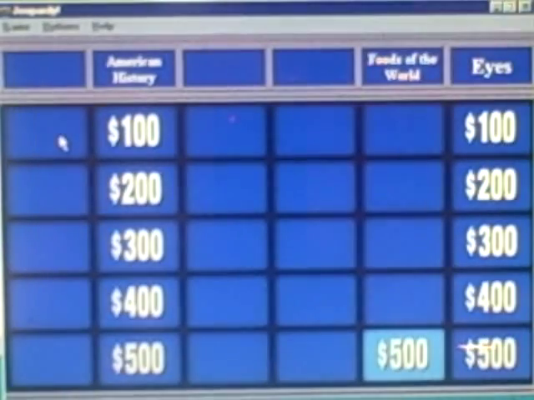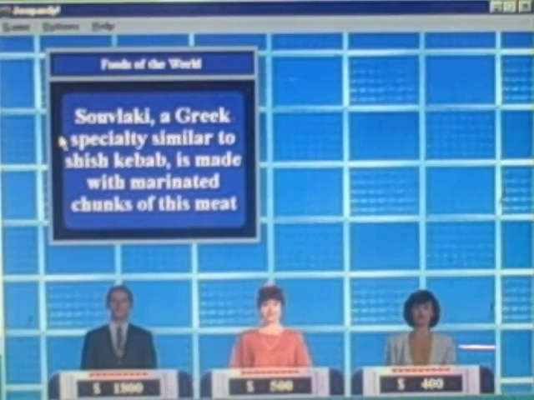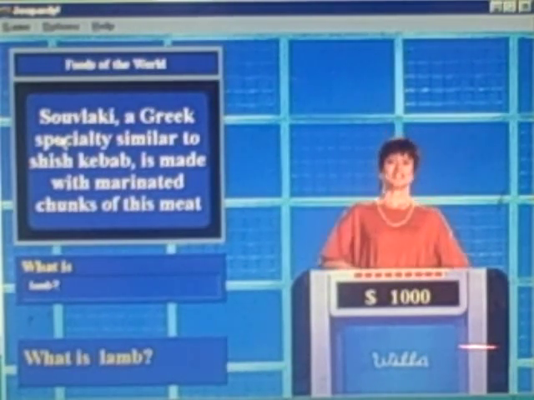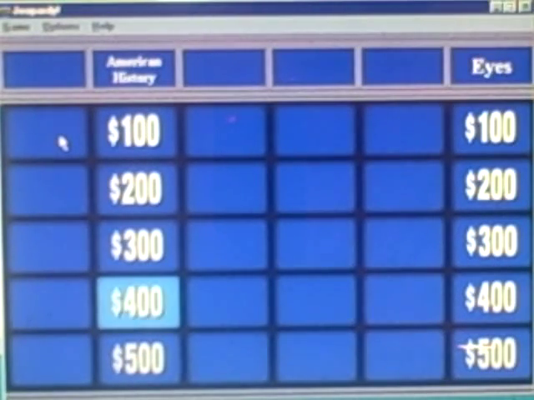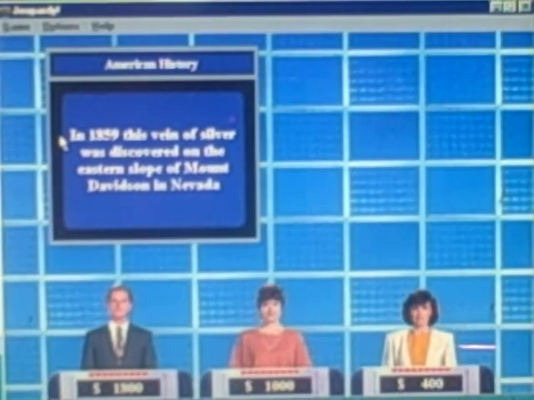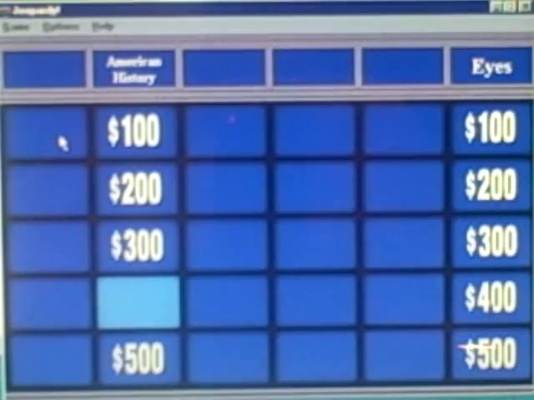Yes, that's correct. Foods of the World 500. Contestant number 1. Souvlaki, a Greek specialty similar to shish kebab, is made with marinated chunks of this meat. Contestant number 2. Is it lamb? You are correct. Contestant number 2. American History 400. In 1859, this vein of silver was discovered on the eastern slope of Mount Davidson in Nevada. Contestant number 2. The Comstock Lode? Yep. You are correct.